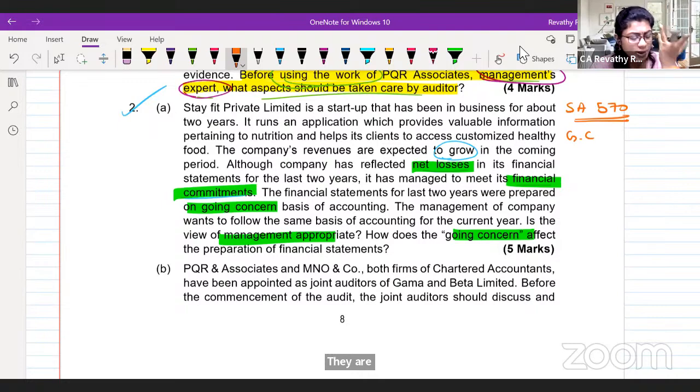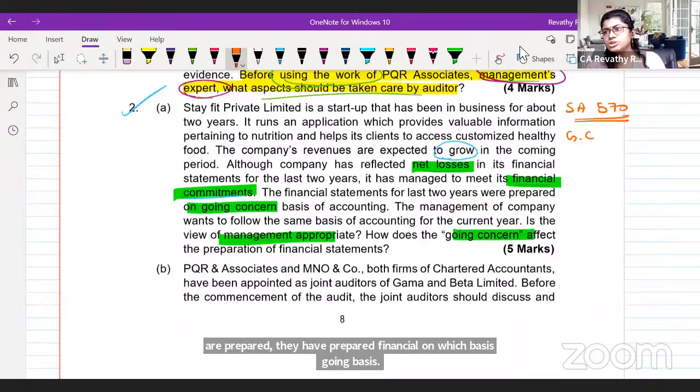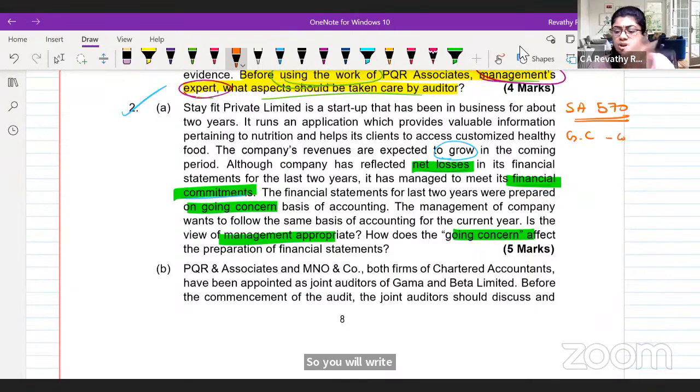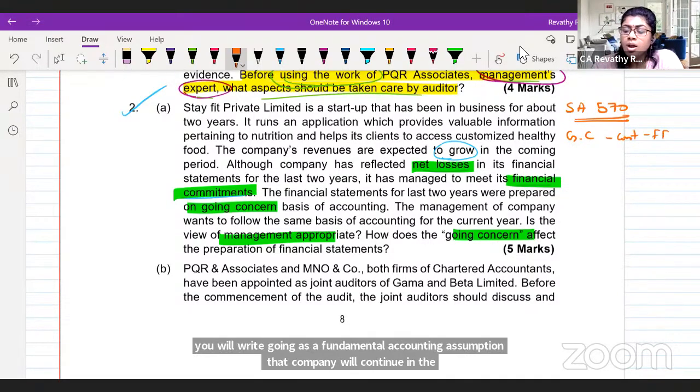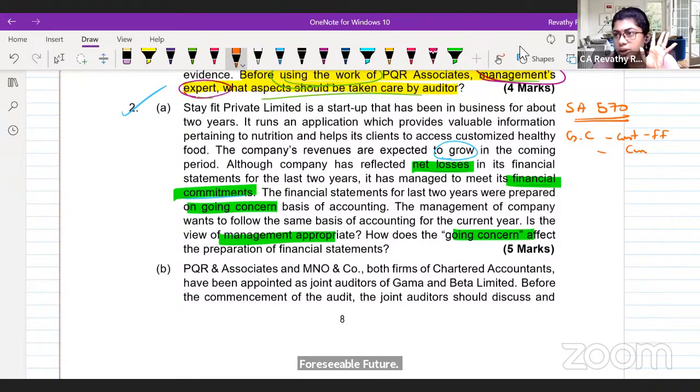So you will write: going concern is a fundamental accounting assumption that the company will continue in the foreseeable future. There is no curtailing of operations if it is a going concern, right? Here, is it a going concern or not? They are making losses, etc. Is it a going concern or not?